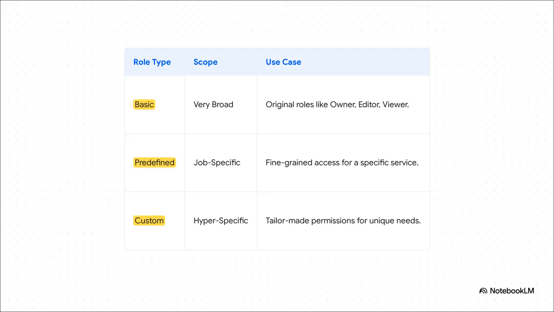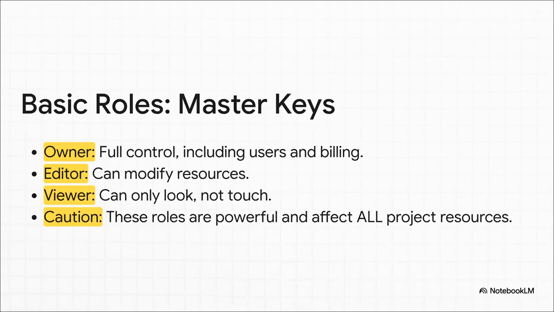We start with the really broad, basic roles. Then we get more focused with job-specific predefined roles, and finally, we can get laser-focused with custom roles for total control. So, the original basic roles are simple and super powerful. Owner has the keys to the entire kingdom, full control. Editor can change and modify things, and viewer, well, they can only look, not touch. But here's the caution, and it's a big one. These are like master keys for an entire project.